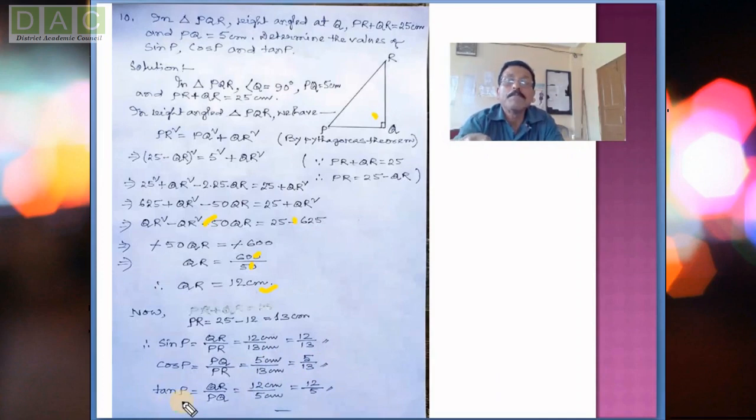Then tan P. Tan P is also the same: QR by PQ. QR means the side opposite to angle P by the side adjacent to angle P. So it is ultimately QR by PQ. So put the values, you will get 12 centimeters by 5 centimeters, and ultimately it is 12/5. So these are the answers for sin P, cos P and tan P.